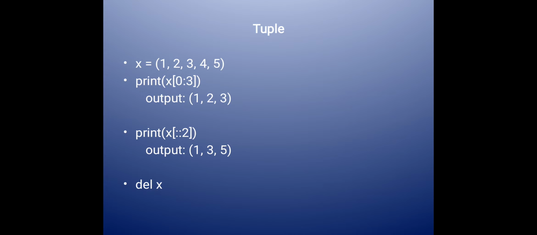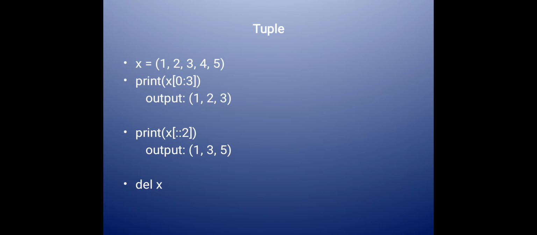The next example, print x of colon colon 2. So here we are having three delimiters: start, stop and step. Step means it will ignore that step value, then take the upcoming value. Here we have not given the value of the start index and stop index, so it will consider from the starting index of the tuple to the stopping index of this tuple. And here the step value is 2. So the output will be a tuple of elements 1 3 5 because here the step value is 2.